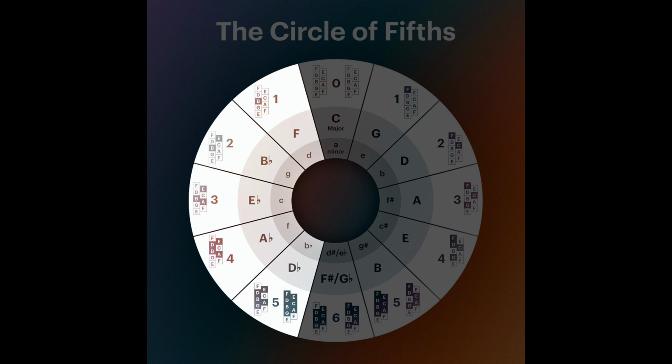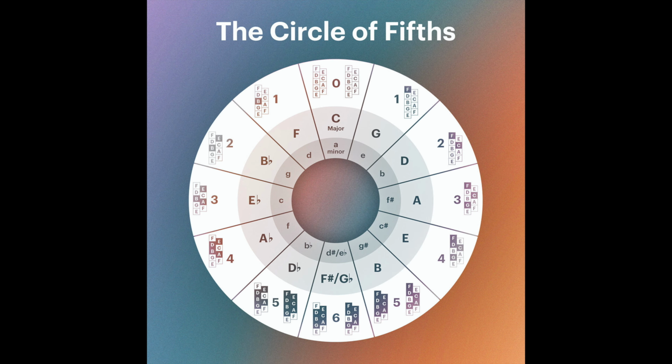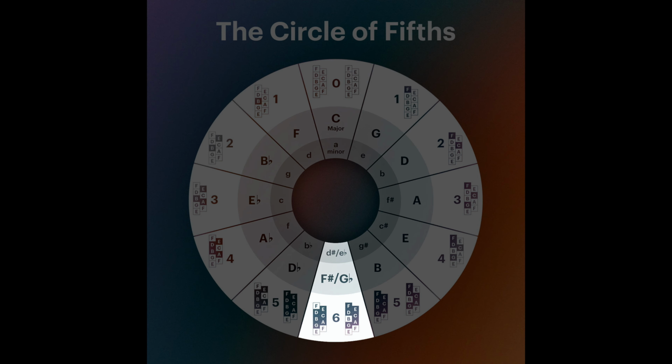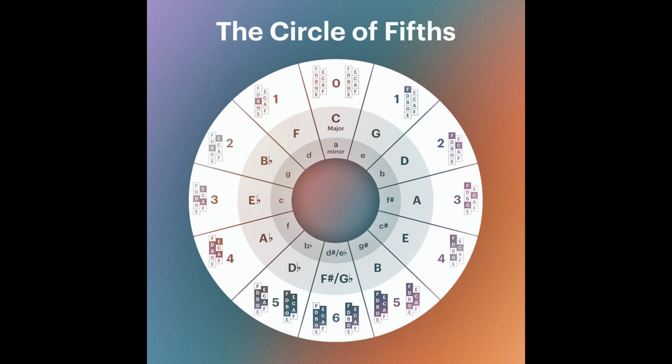And then if you follow this all the way around the circle to the very bottom, you can see that there is 6 sharps or flats in the keys of F sharp major or G flat major. And if you remember our piano, those note names are actually the sharp and flat names of the same note. So I hope that helps in just identifying whether the notes that are changing in these keys are sharps or flats, depending on which side of the circle they're on.